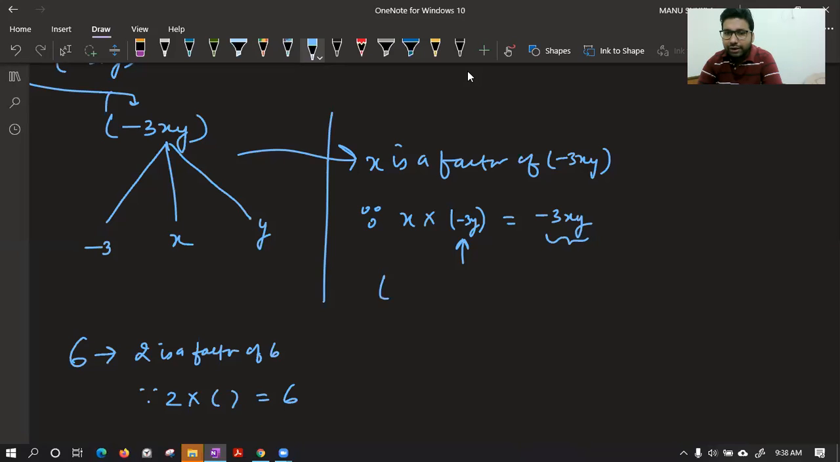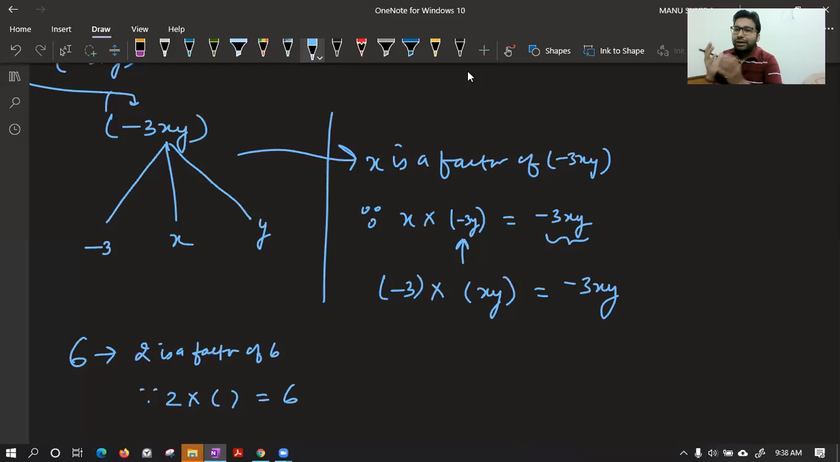Similarly, if I have minus 3, can I obtain this thing from minus 3? Can I multiply something in minus 3 to obtain minus 3xy? Yes, we can multiply xy to obtain this thing. That means minus 3 is a factor, x is also a factor, and y is also a factor.